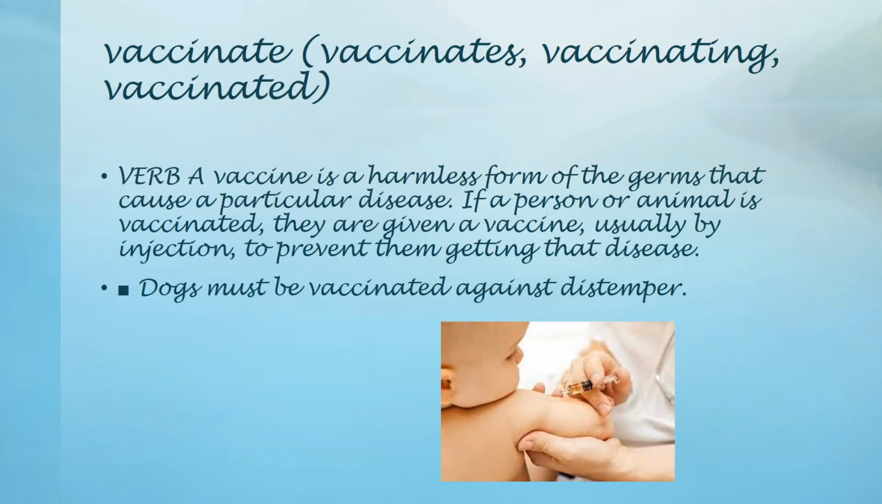Right. Now, to vaccinate: vaccinates, vaccinating, and vaccinated. It is a verb, and a vaccine is a harmless form of the germ that causes a particular disease. If a person or animal is vaccinated, they are given a vaccine. So vaccine is a noun, vaccinate is a verb, usually by injection to prevent them getting that disease. Dogs must be vaccinated against distemper.